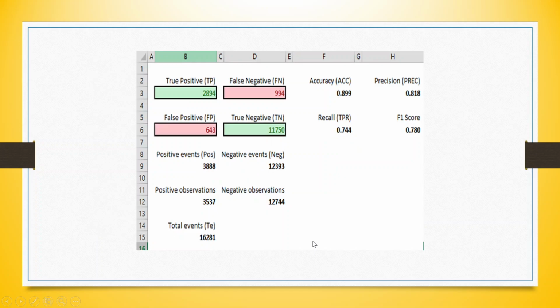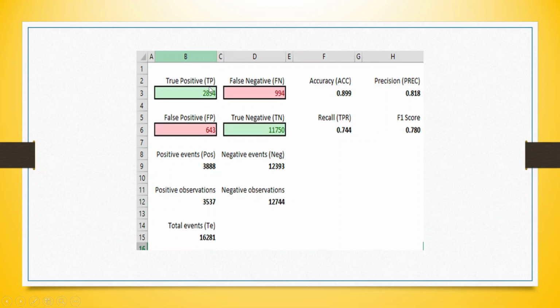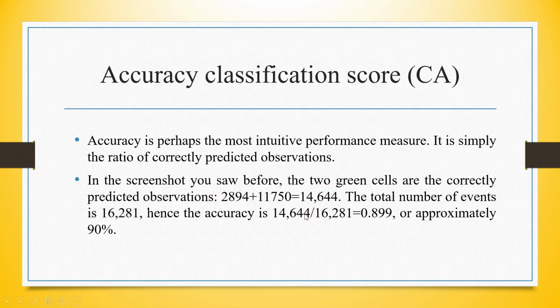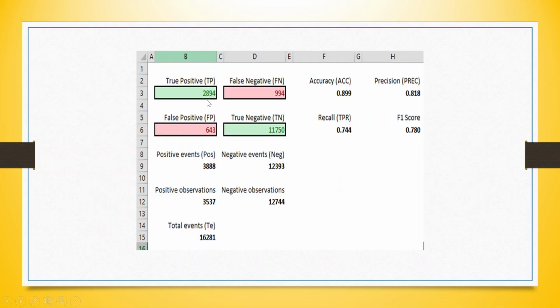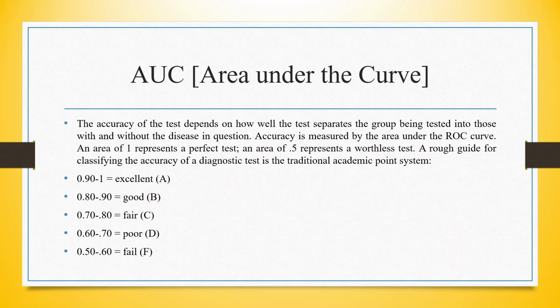So let us say one example is that true positive is 2894 and true negative is 11750 and false negative is 994. Misclassified cases is 994 and 643. So what is the classification accuracy for us? 2894 plus 11750 divided by the total observations. The total observation is 1, 2, 3, 4. So we get 0.899. That is a classification accuracy score for us. So it will also generate the area under the curve, which we will see in the next video.